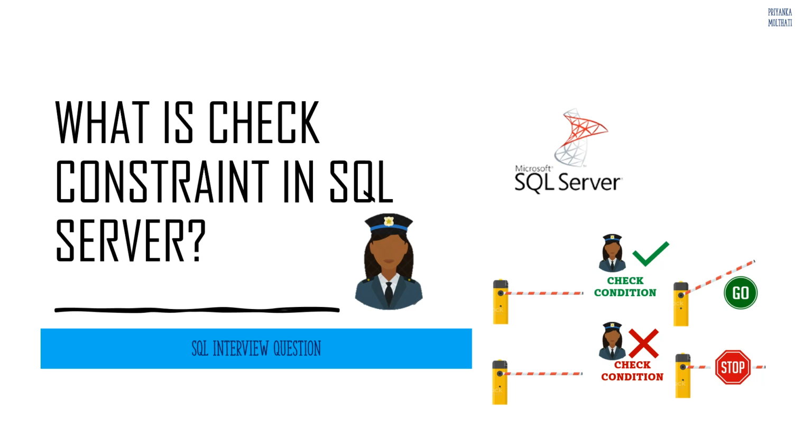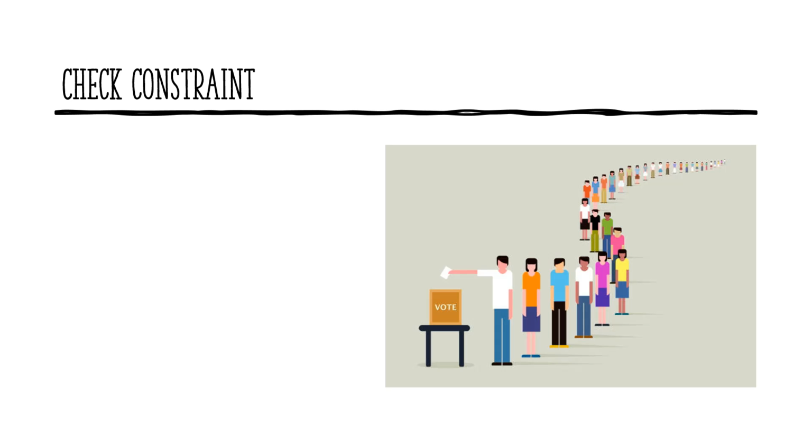Hello everyone, the question for today is what is check constraint in SQL Server? So let's take a scenario where there are a lot of voters and they're going to vote, and what we do, we have to make sure that each voter is 18 or older than 18. So we have somebody to check that.